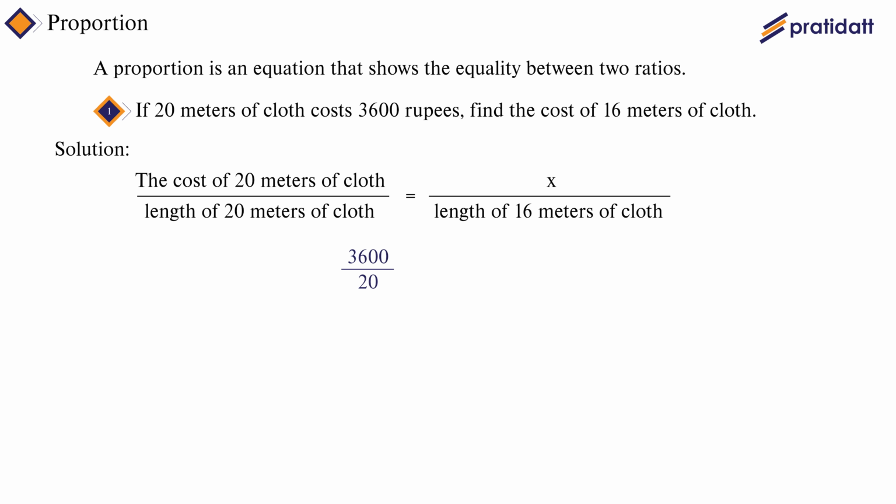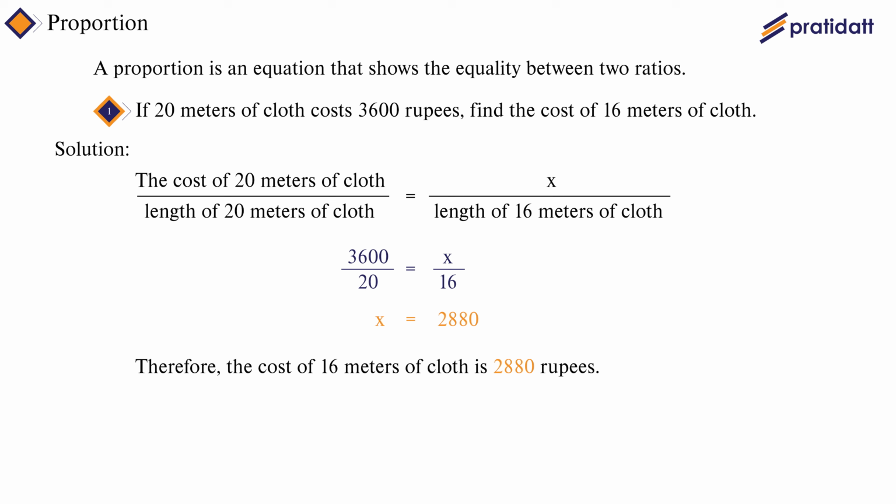So 3,600 divided by 20 is equal to x divided by 16. Therefore, solve this equation. If you don't know how to solve the equation, then click on the I button to see the video. The required value of the variable x is 2880. Therefore, the cost of 16 meters of cloth is 2880 rupees.